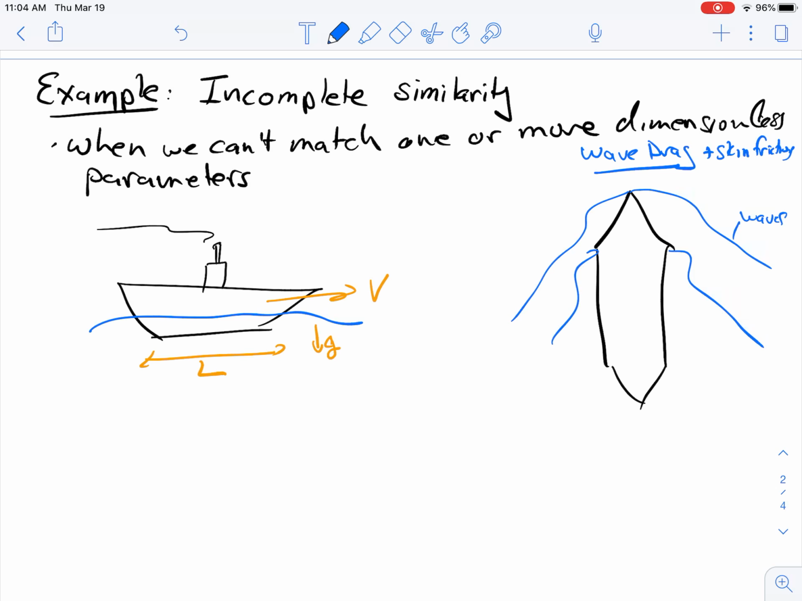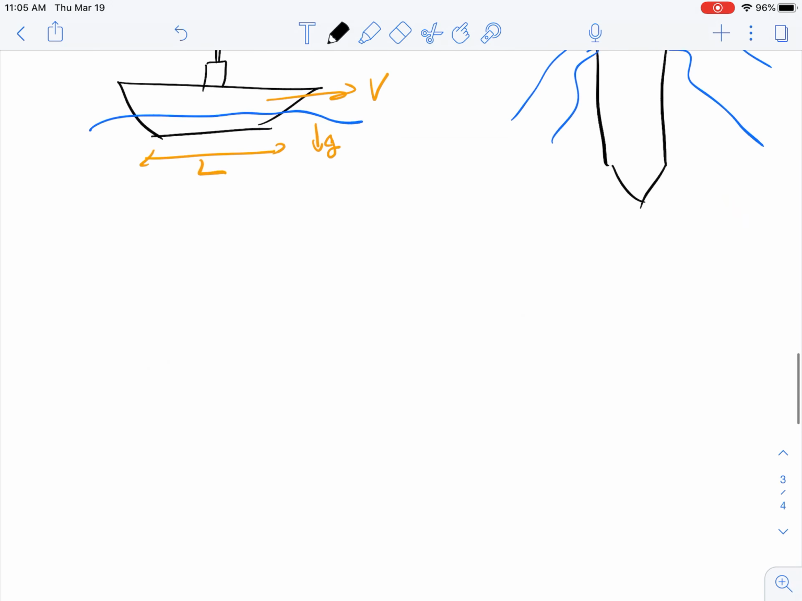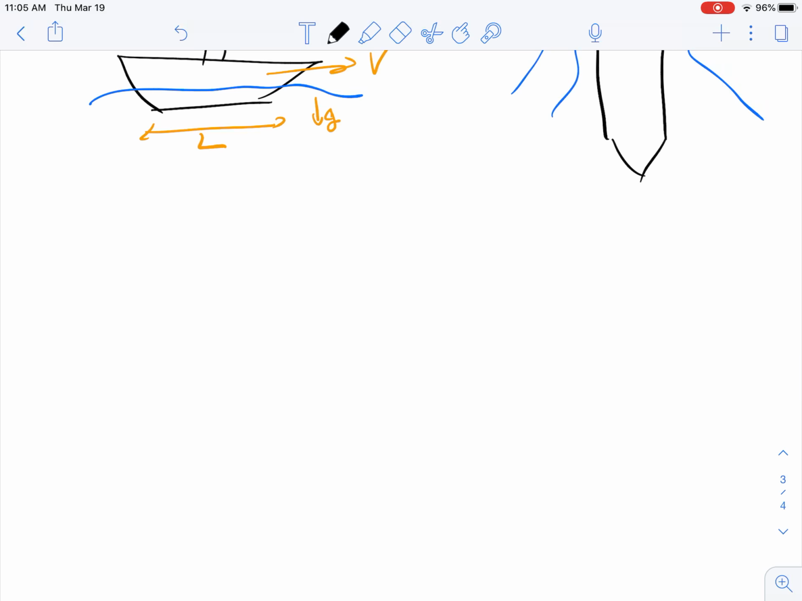So those are the two types. The total drag is going to be the wave drag plus the skin friction. And we're going to focus on the parameter that the wave drag is dependent on, which is the Froude number. The Froude number, as we talked about before, relates the speed of the water to the wave speed. So the Froude number is V divided by the square root of gL.